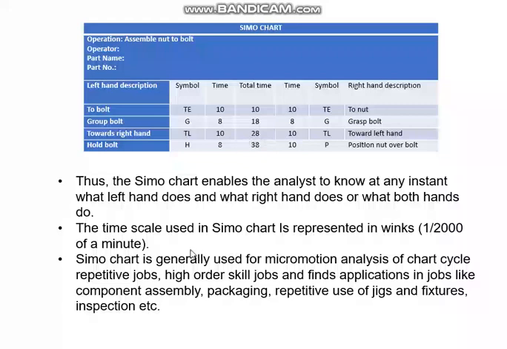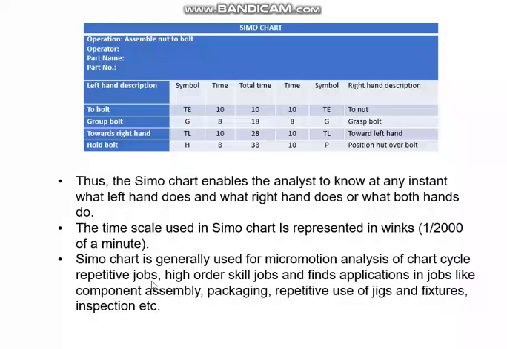Okay, so SIMO chart is generally used for micro motion. You see, micro means what? Actually micro means 10 to the power minus 6 is micro. With mu we represent micro. Micron, you say, no, micro, that is very tiny, micro motion. SIMO chart is generally used for micro motion analysis of the chart cycle.